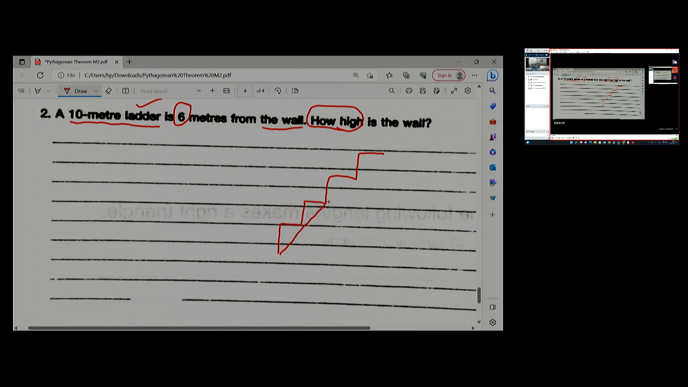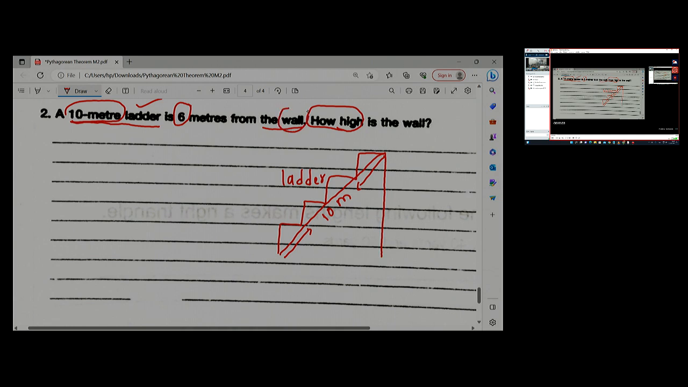What is this? This ladder is your ladder. Understand? And the question says a 10-meter ladder. So if it says 10 meter, how long is the ladder? 10 meter. Understand? And it is from the wall, means it is leaning against the wall.